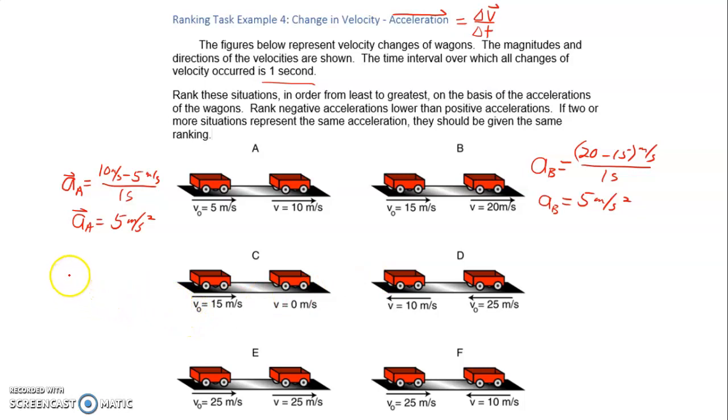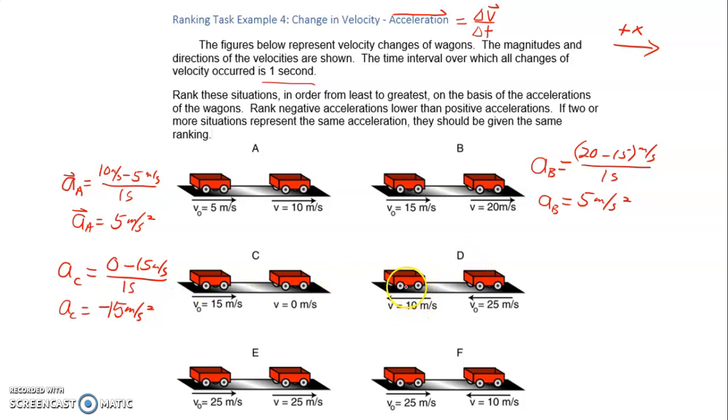In case C, we have 0 as the final velocity, minus 15. Okay, so it's a negative 15. I should say that we are using the positive direction as to the right. So we said this was positive, positive, positive, positive, positive. All of those values were to the right and positive. So here, this one was moving to the right but slowing down, and it has a negative acceleration.